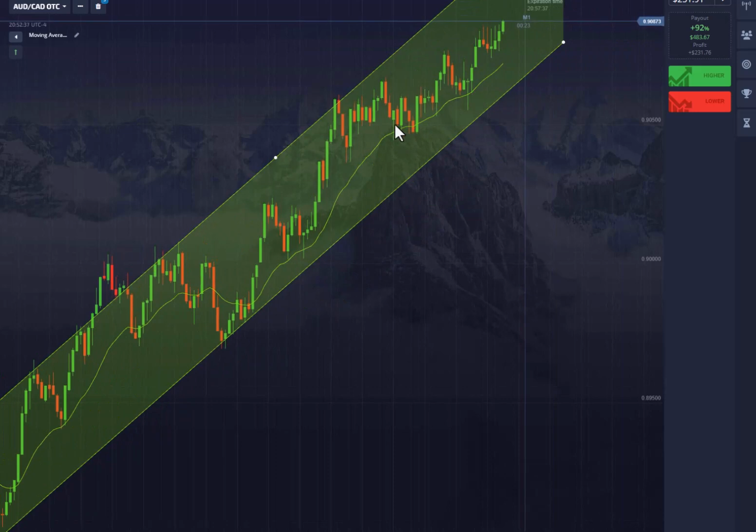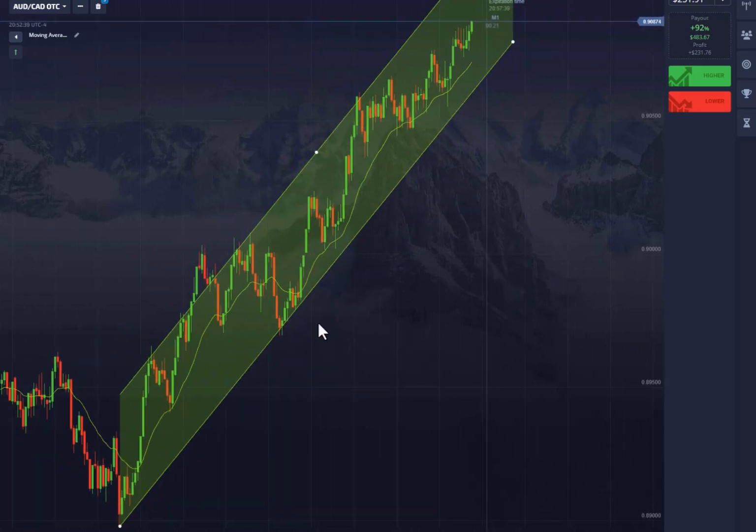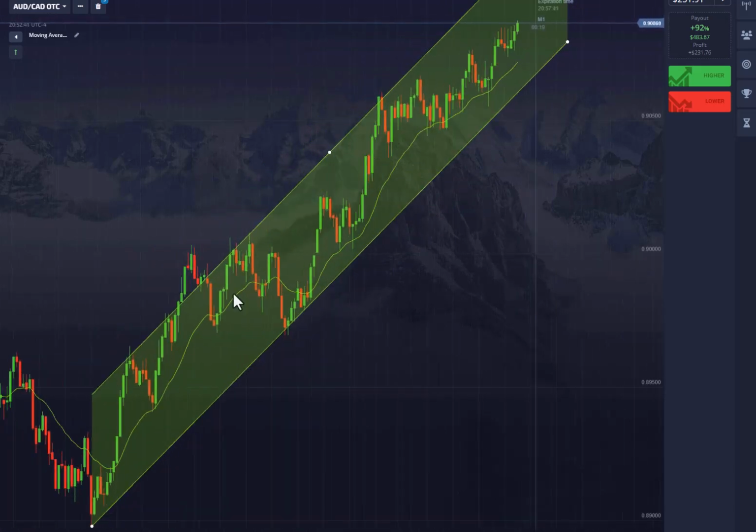The EMA is your best entry when you're in a nice, good, strong trend. This is a nice, strong trend. So any move back to the EMA is a good entry. So that's going to be my final tip, and that's swing trading.